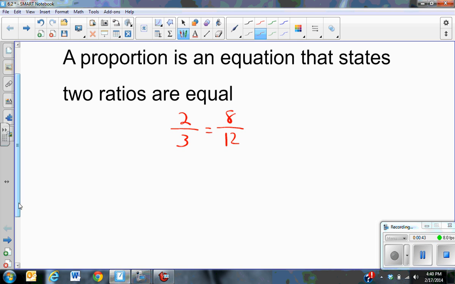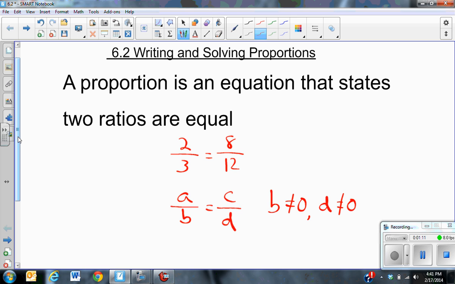In algebra, we would write A is to B as C is to D. And what must be true about B and D? What's the one value that B and D can't take on? If you're thinking 0, you're correct. So we would say B is not equal to 0, comma, D is not equal to 0. So we remember that we can never have 0 in the denominator, no division by 0.